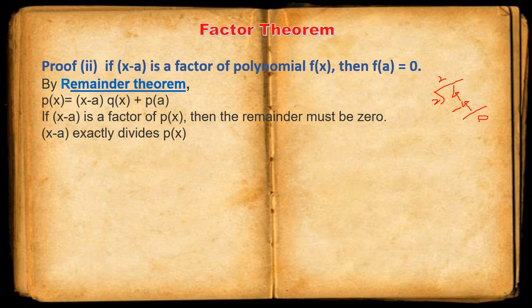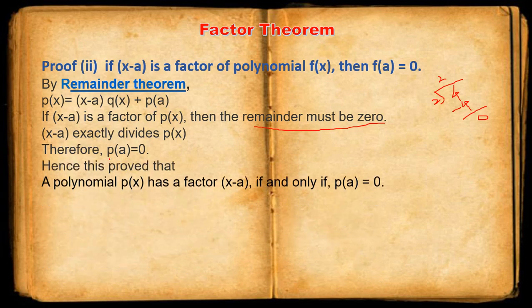Correct. So what is the meaning of this? x minus a is a factor of the polynomial. That means the remainder must be 0, and x minus a divides p of x exactly. So here we are getting that the remainder must be 0. So this proves the second statement of the factor theorem: if x minus a is a factor, then remainder is equal to 0. Hence we say a polynomial p of x has a factor x minus a if and only if remainder p of a is equal to 0.